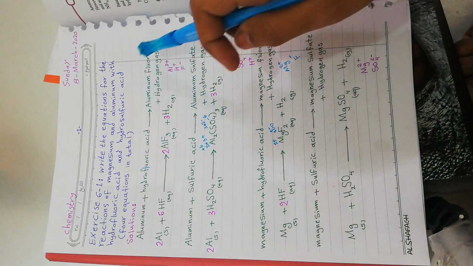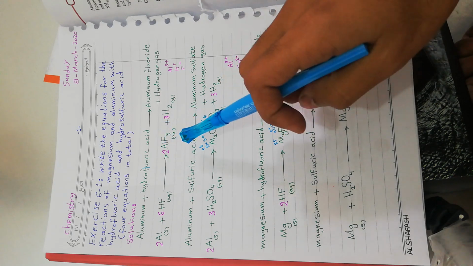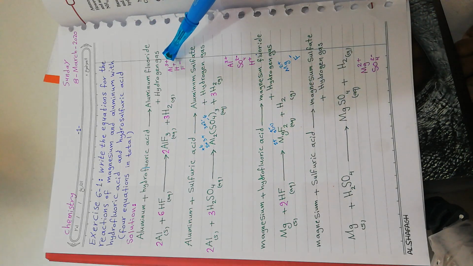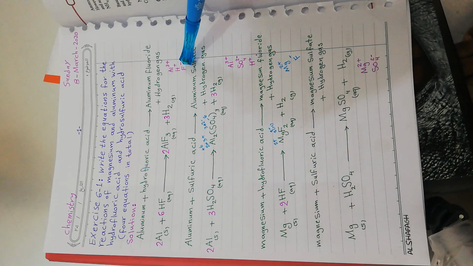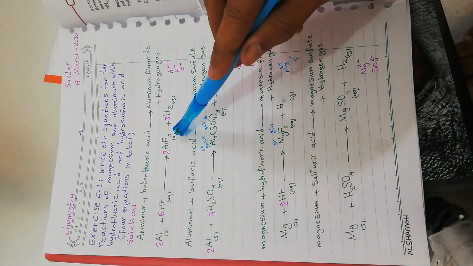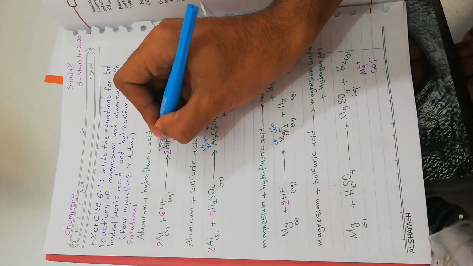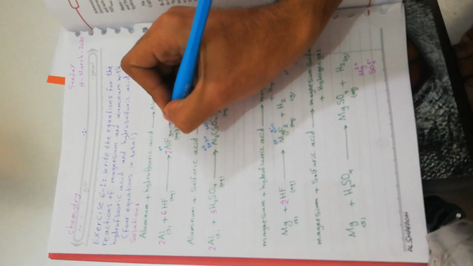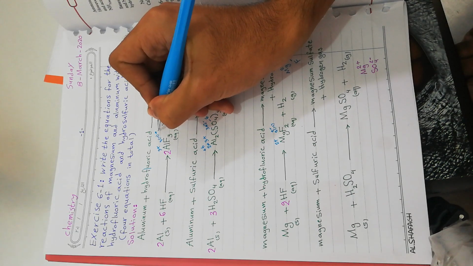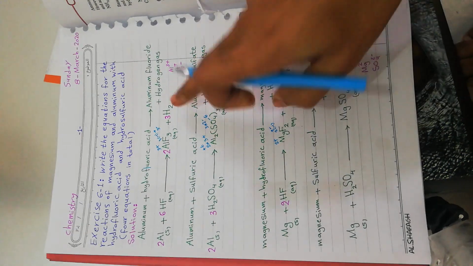Why does aluminum fluoride have the chemical formula AlF3? As we know, Al has oxidation state 3+, hydrogen is H+, and fluoride is F-. To balance F- with Al3+, we need 3F, so the product is AlF3. Why? Because Al here is 3 positive, and F3, 3 multiplying by -1, will be 3 minus. And hydrogen gas.